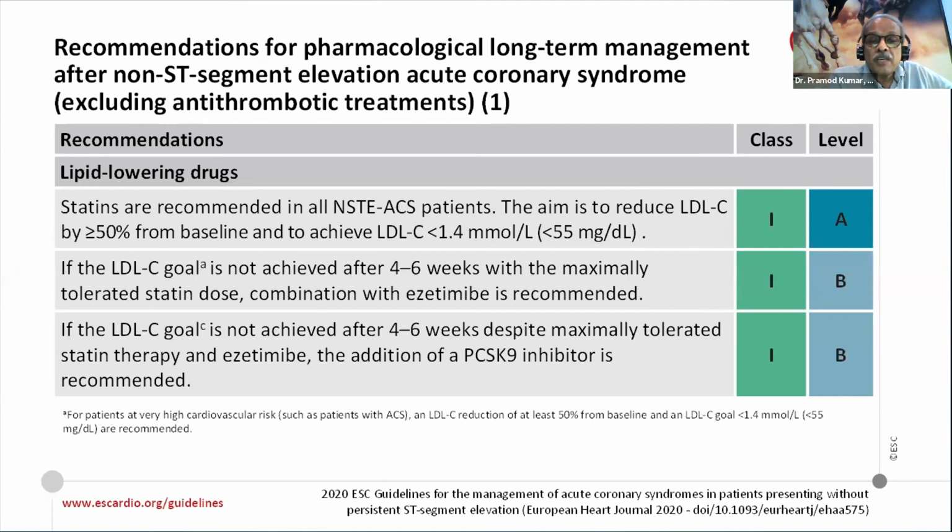You must check it after 4 to 6 weeks to see whether you have achieved it or not. If it has not been achieved, add ezetimibe. Again, wait for 4 to 6 weeks, not achieved, now you have to go to a PCSK9 inhibitor. So it's very important. Statin is one of the most important drugs. Other drugs like antiplatelets, antithrombotics, antihypertensives have to be used as per the requirement.